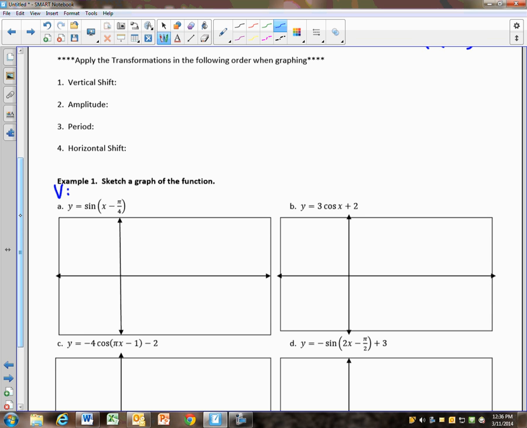Vertical shift. Let's look at the first graph. Do you see a vertical shift? Nope. So say the vertical shift is 0. And what I'm going to do is draw an axis through the vertical shift. Right now it happens to be 0, which is the x-axis. But later on when it's not the x-axis, it'll be helpful to see something.